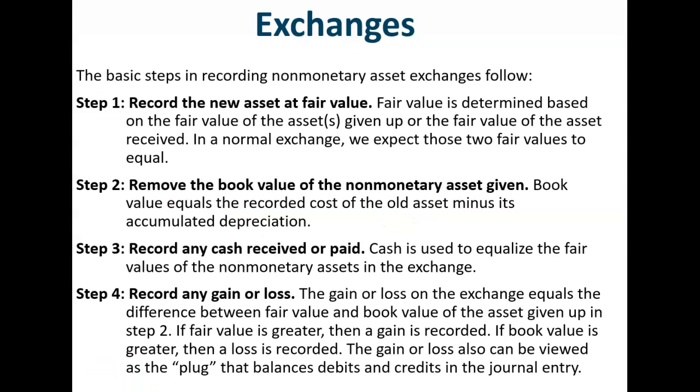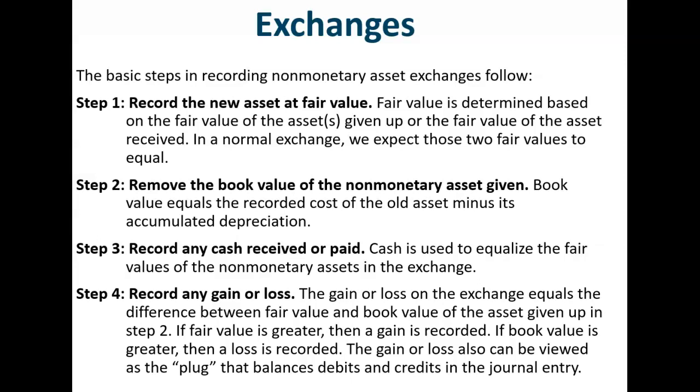The basic steps in recording non-monetary asset exchanges are as follows. Step 1. Record the new asset at fair value. The fair value is determined based on the fair value of the assets given up or the fair value of the asset received. In a normal exchange, we expect those two fair values to be equal. Step 2. Remove the book value of the non-monetary asset given. The book value equals the recorded cost of the old asset minus its accumulated depreciation.